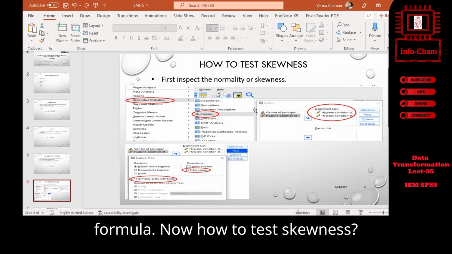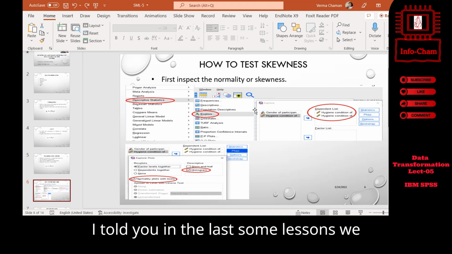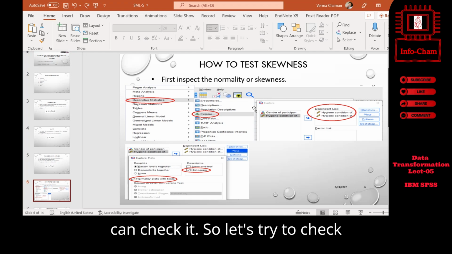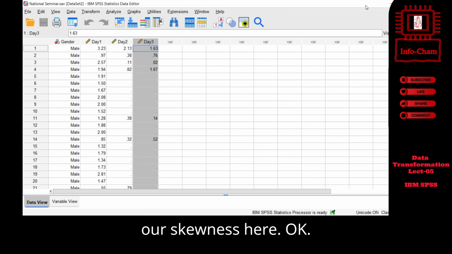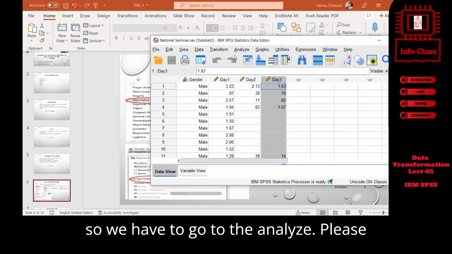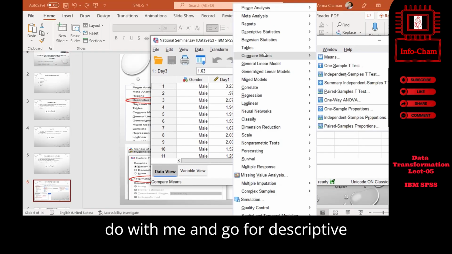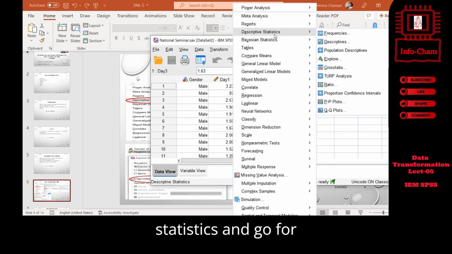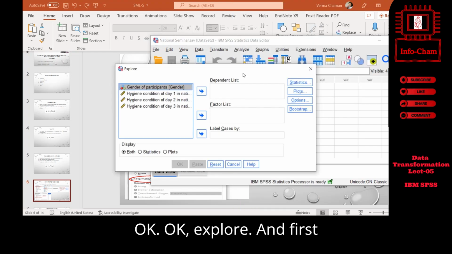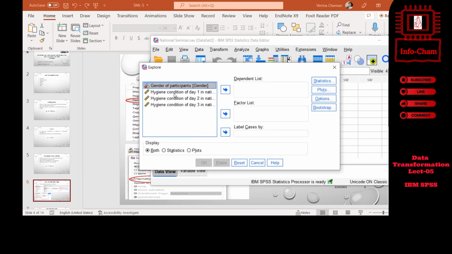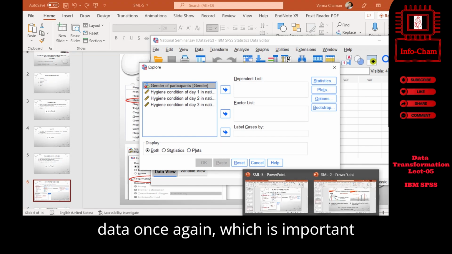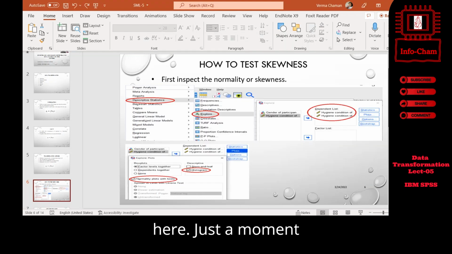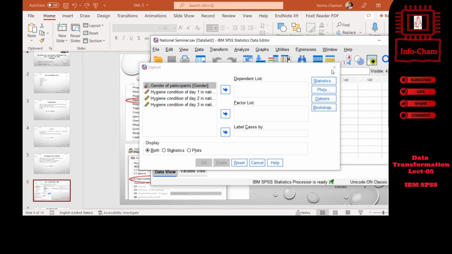Now, how do we test skewness? I told you in the last few lessons that we can check it. So let's check our skewness here. We have to go to Analyze. Please do it with me: go to Descriptive Statistics and then Explore. First of all, I think I have to discuss the data once again, which is important here.